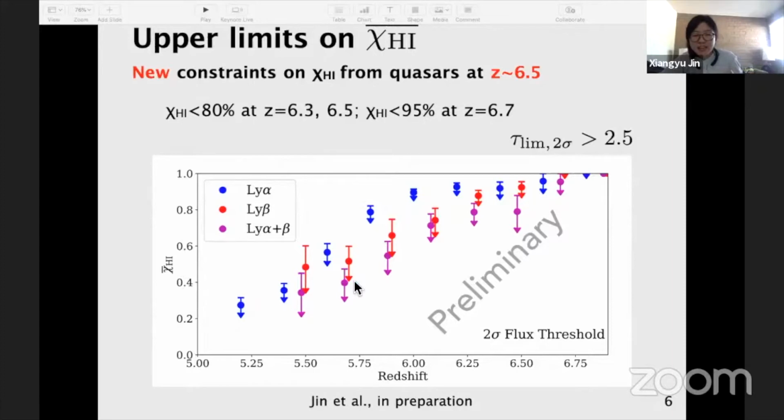5.5. And this upper limit increases to about 80% at redshift 6.3, also at redshift 6.5. Later, this upper limit on the neutral hydrogen fraction increases to about 95% at redshift 6.7. And those measurements are the first constraints from a dark pixel study in those redshift ranges.